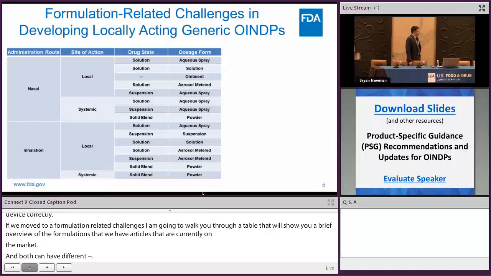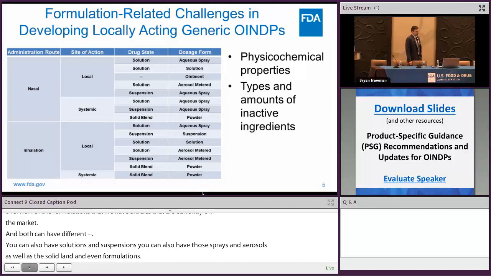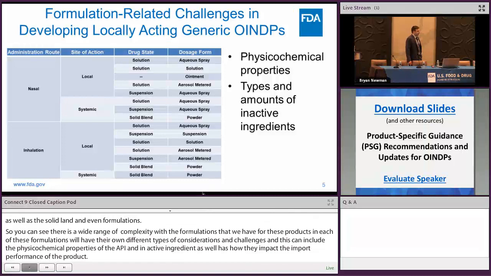So you can see, again, there's a wide range of complexity with the formulations that we have for these products, and each of these formulations will have their own different types of consideration and challenges that applicants have to address when developing these. And this can include the physical chemical properties of the API and the inactive ingredients, how these interact with each other, as well as how they can impact the performance of the product. And in some cases, for some of these products, whether the types and amounts of the inactive ingredients need to be controlled for when the applicant's developing their generic or in establishing bioequivalence.